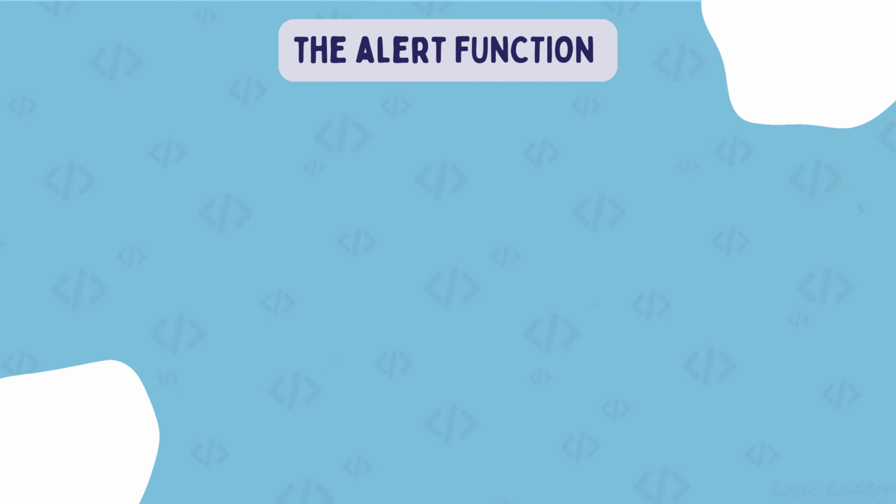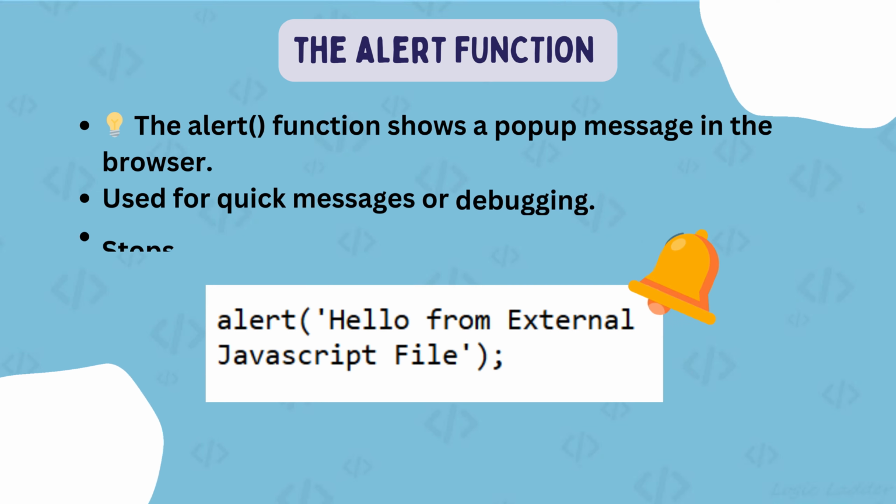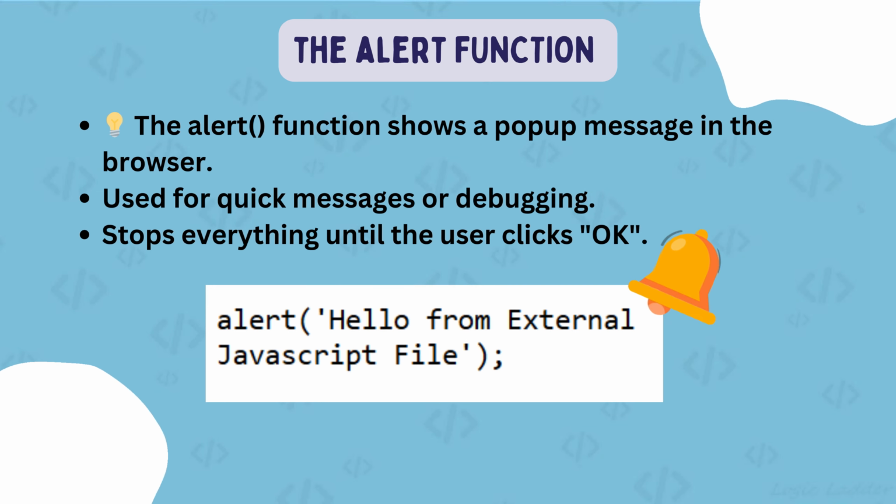Before we write our very first JavaScript code, let's meet the alert function. The alert function tells the browser to display a pop-up message to the visitor. It's often used to give quick messages or for testing code. It stops everything until the user clicks OK. Now, let's write our first JavaScript code using all three methods we learned today.